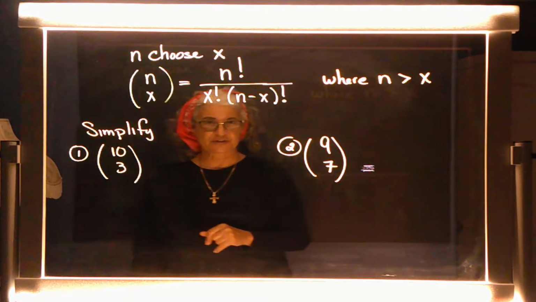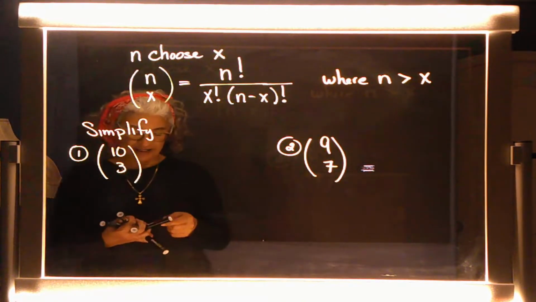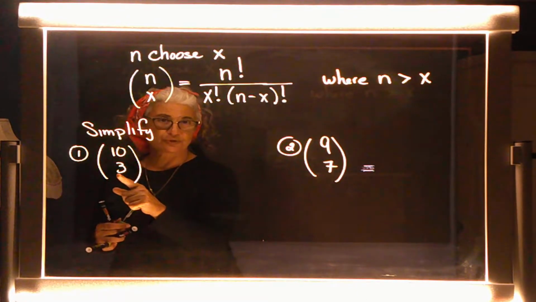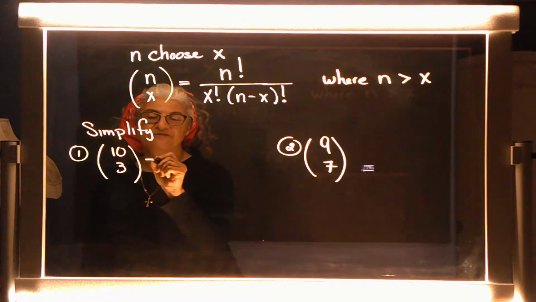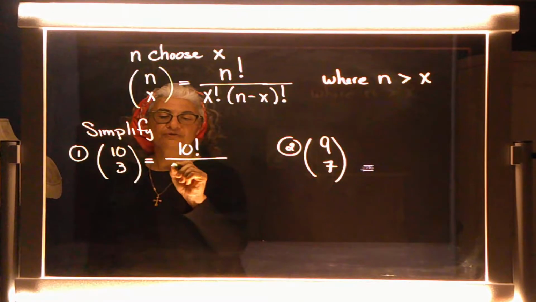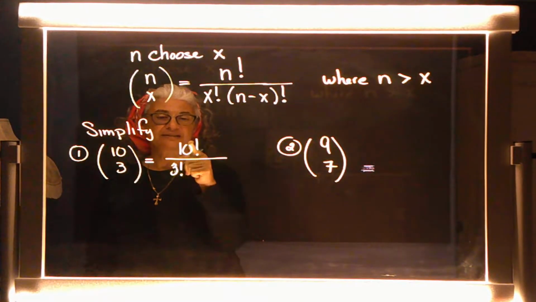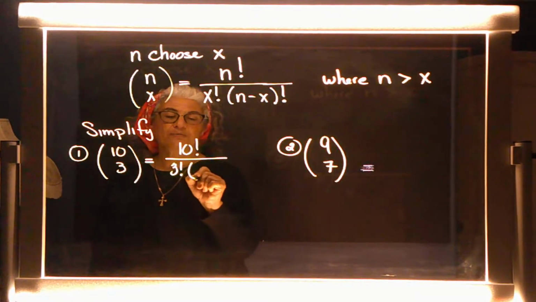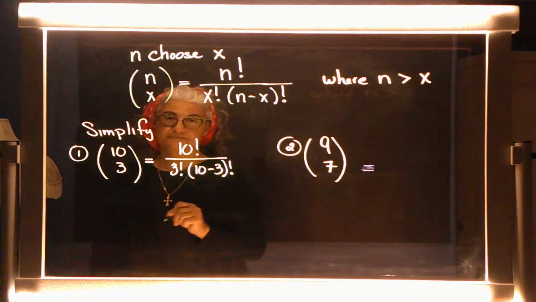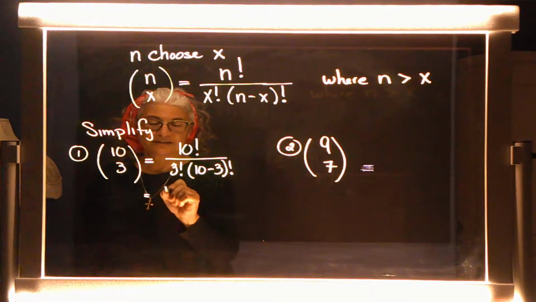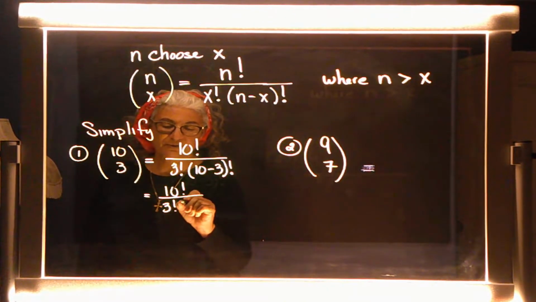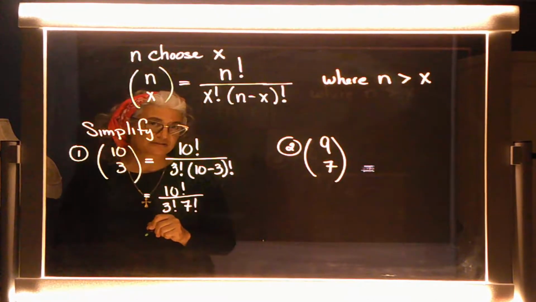So let's look at this first example, okay? They're asking us to simplify 10 choose 3. So by definition, we have 10 factorial over 3 factorial, right? That's the n and the x. And then we're multiplying it by the difference of the two numbers. So this is 10 factorial over 3 factorial times 7 factorial, yes?